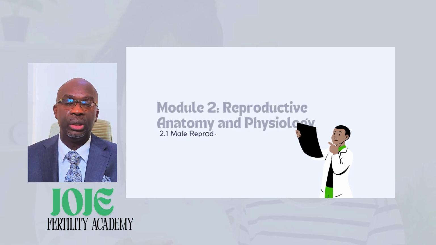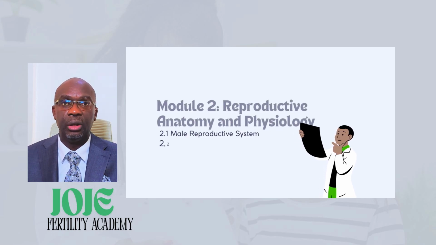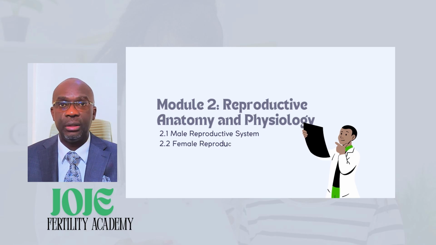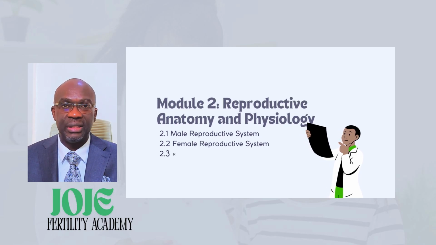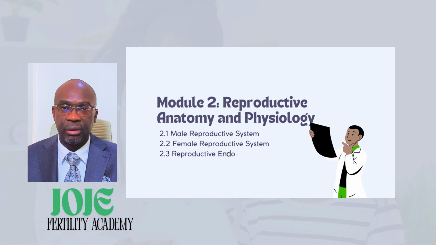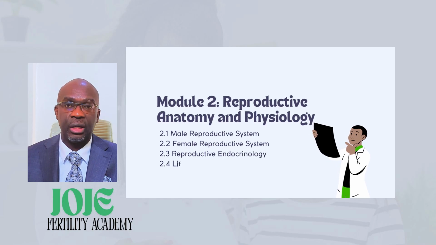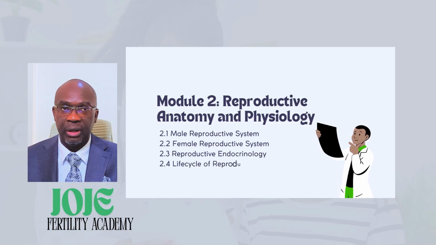In Module 2, we will look at reproductive anatomy and physiology. Now in this module, it has 4 units. We'll look at the male reproductive system, the female reproductive system, reproductive endocrinology, and the life cycle of reproductive health.